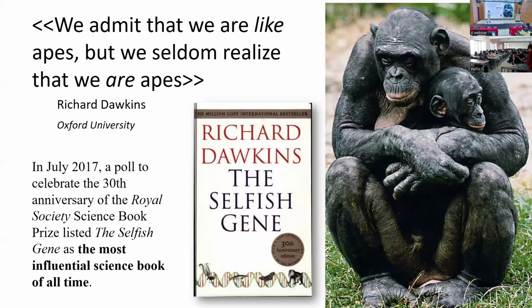So let me start with a very, very important, very famous book, which has been written by one of my colleagues when I was a professor at Oxford University, Richard Dawkins. And this book has been considered the most influential science book of all time. So it is very, very important. The name is The Selfish Gene.